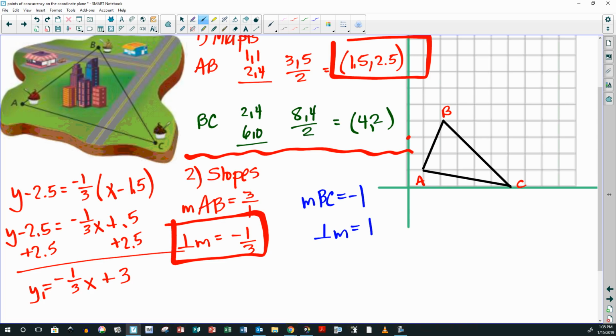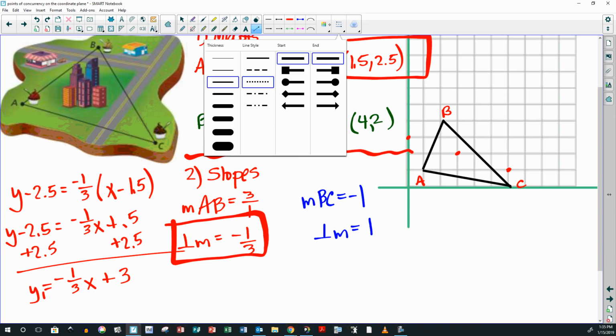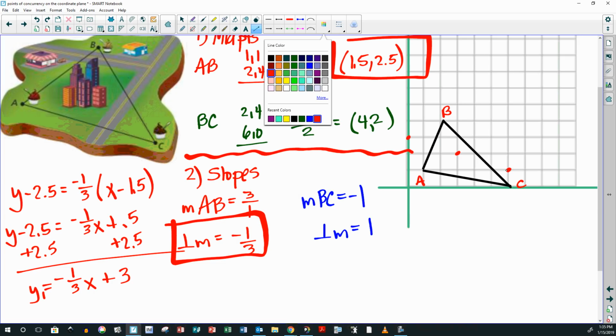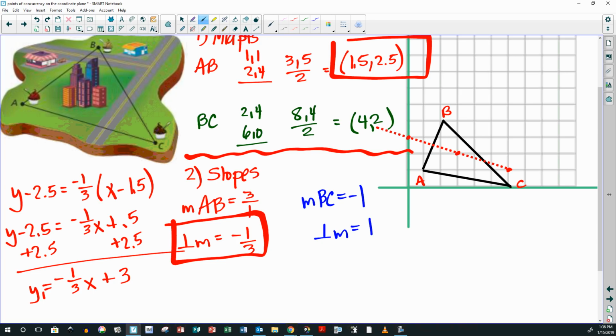Down 1, 1, 2, 3. Down 1, 1, 2, 3. So if I were to draw my perpendicular bisector through here, that is the perpendicular bisector of AB. I have to go through the midpoint, and I have to be perpendicular. So now I'm going to do it one more time with the other side.